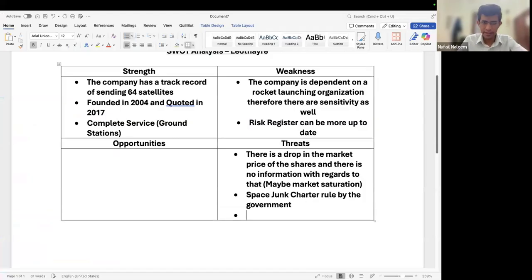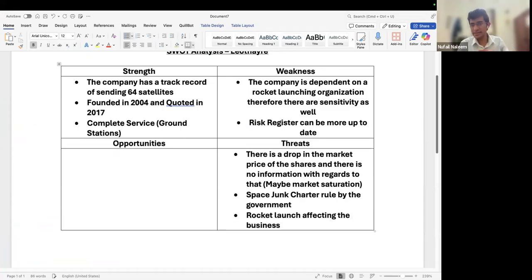Students, another threat is rocket launch is the biggest threat. Rocket launch affecting the business because we are dependent on someone else. So if they make an issue, there will be a delay to our clients also. So that will be one challenge for us, students.